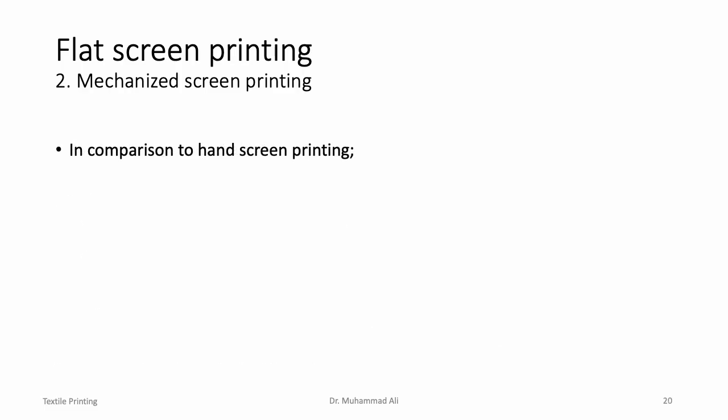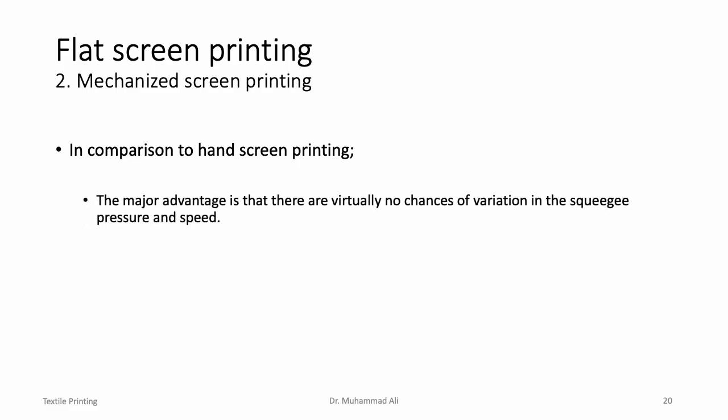If we compare the two, that is hand screen printing and mechanized screen printing, then the major advantage of mechanized screen printing is that there is virtually no chance of variation in the squeegee pressure and the speed, because these are the two actions that have been mechanized or automated. The drawback is that, of course, the setup cost is considerably higher. So you need to buy some equipment, and of course that equipment requires some capital investment.